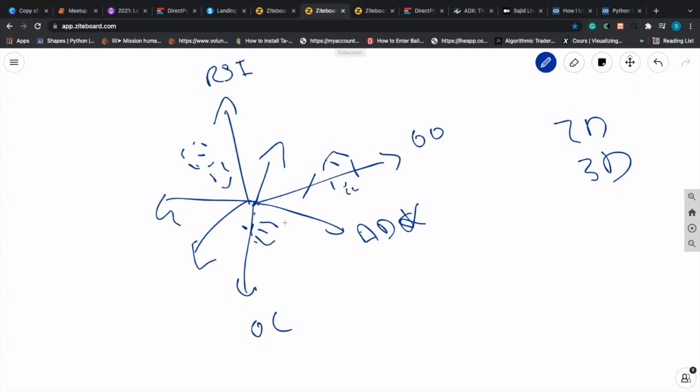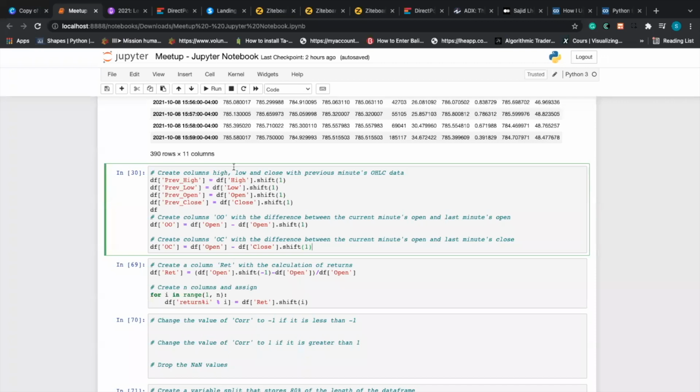Yes, essentially, that's a good point, Christian. You can use the ATR. That's another alternative. I use some variables, but you can use as many variables as you want.